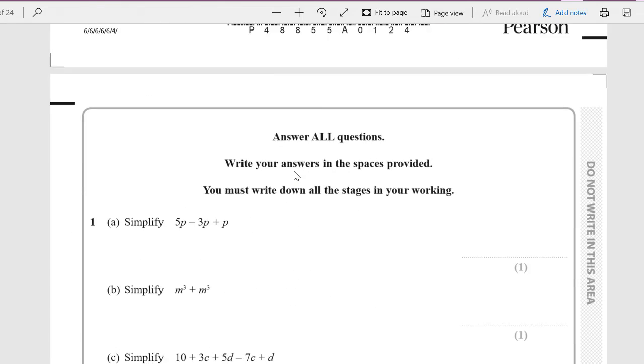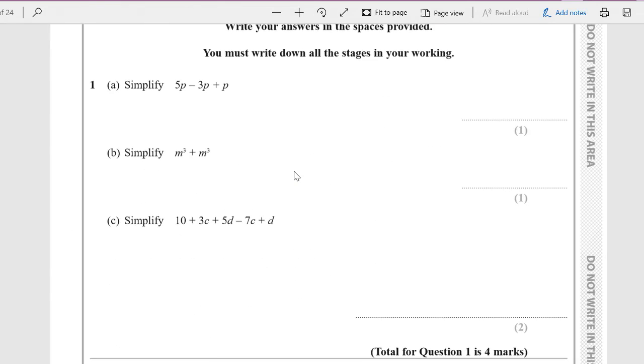Let's begin. So the first question says 5p minus 3p plus p. So we're asked to simplify. So 5p minus 3p plus p. If we're thinking about BIDMAS, then we would deal with addition first. So 5p minus 2p, and then that will give us 3p.